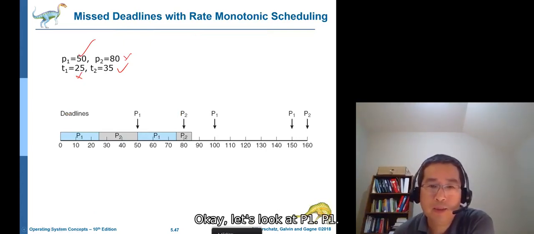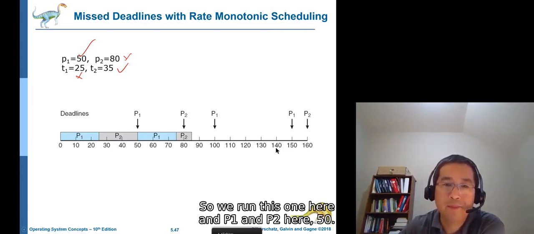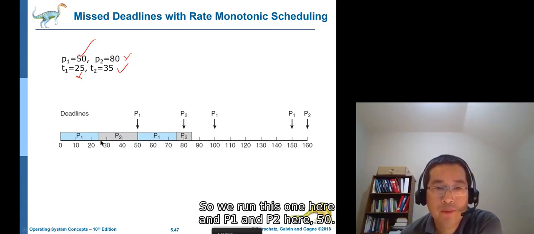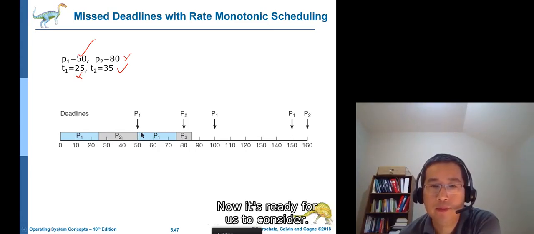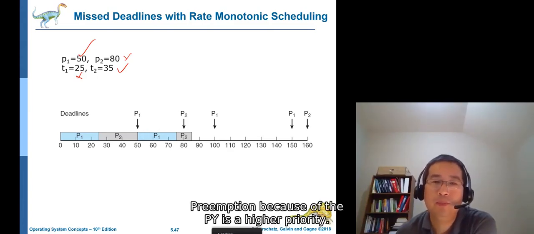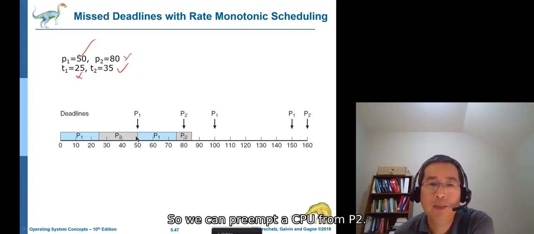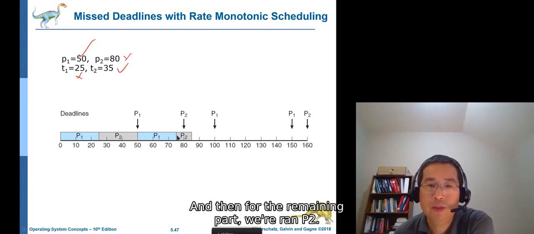Okay, let's look at P1. So we run P1, run P2 till 50. So at 50, we already have another P1 coming again. That means now it's ready for us to consider preemption. Because P1 is a high priority, we can preempt the CPU from P2. So we need to run P1 first, and then for the remaining part we run P2.